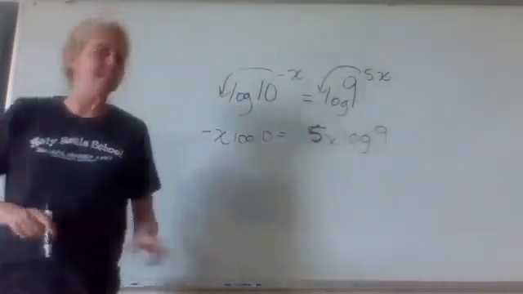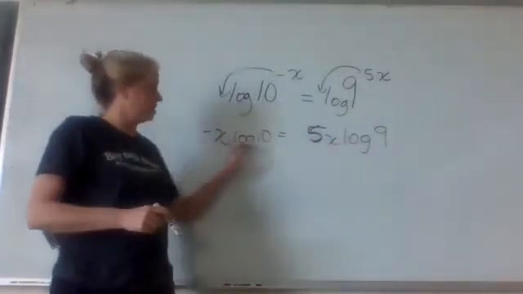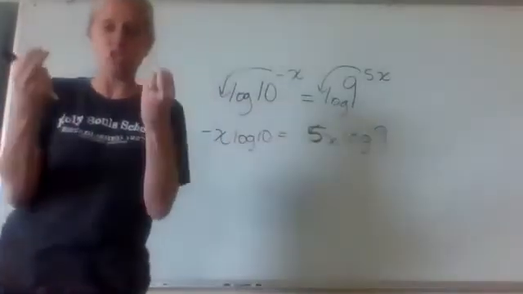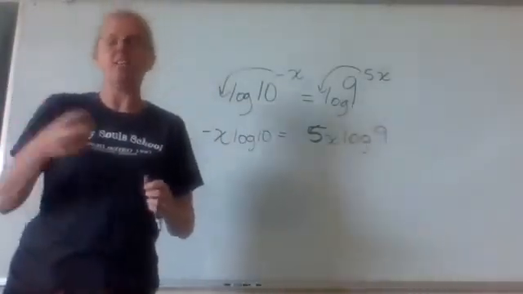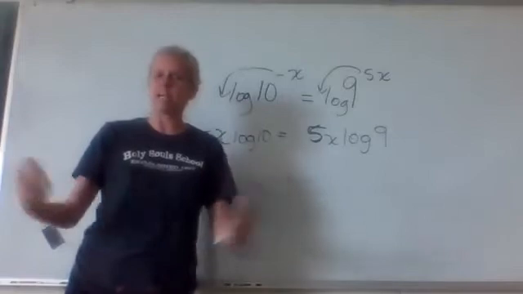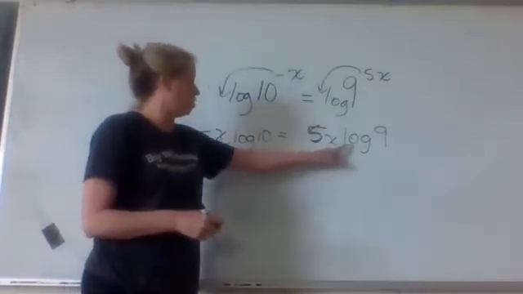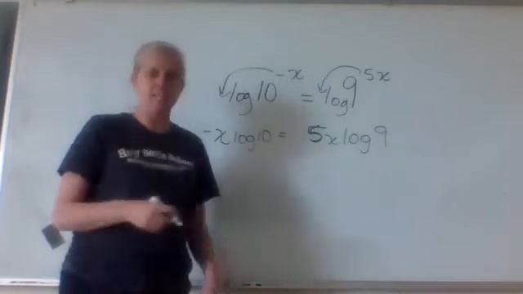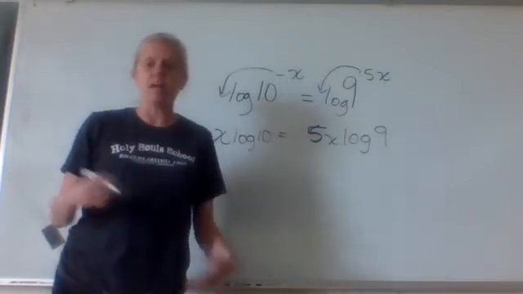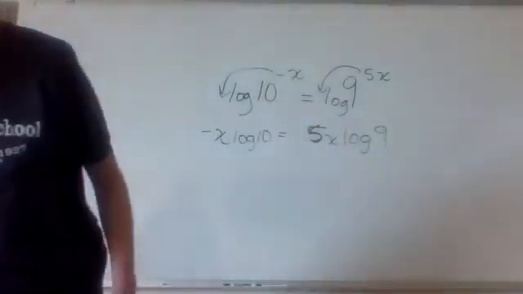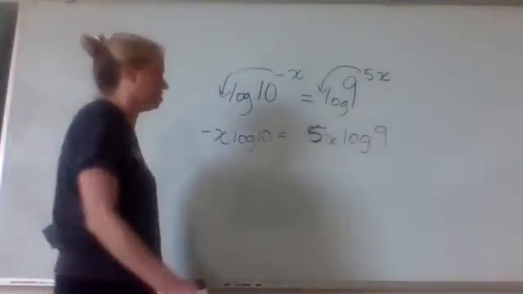Here's the thing, anytime you have x in 2 different terms, and those terms are not like terms, I can't put them together. These are not like terms. One's a log 9, one's a log 10, so I can't put them together. However, you do want them on the same side as each other.